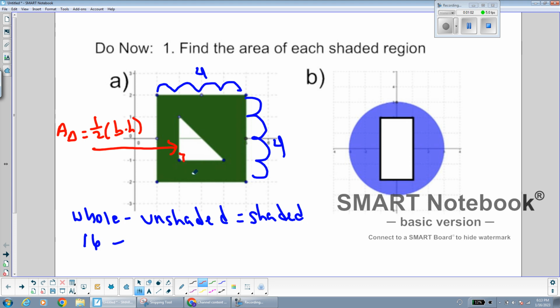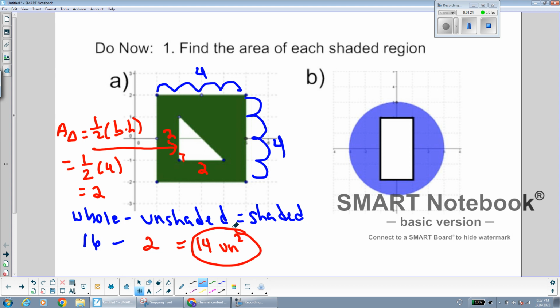So the base is 1, 2, and the height is also 2. So the area is 1/2 of 4, which is 2. So we have the area of the shaded region is 14 units squared. We can use the same idea over here to find the area of the shaded region. We can do whole minus unshaded, and that's going to give us the shaded region.